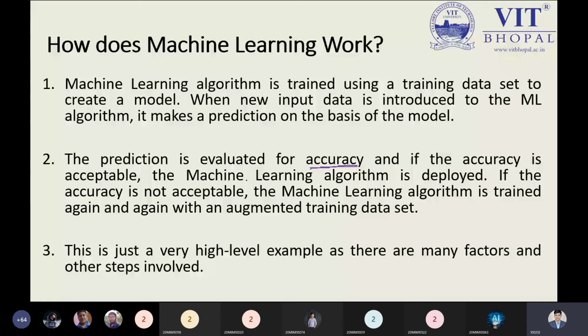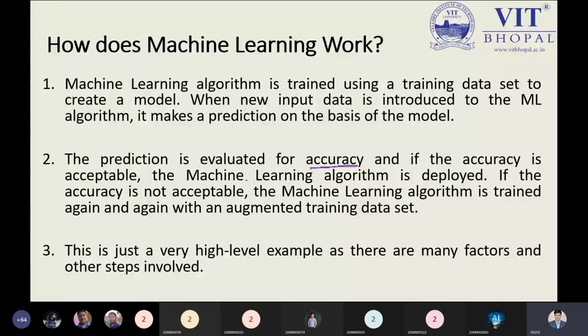This is just a high-level example. There are many factors and other steps involved, and we will see each and everything with the practicals. I'm 100% sure you will be happy to see the first example. These 7 steps we will use in our system to create the first machine learning model, and everything will be clear with the help of the practical.